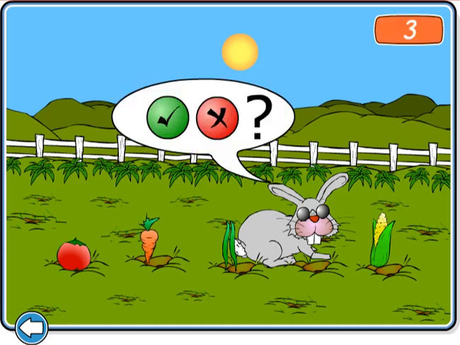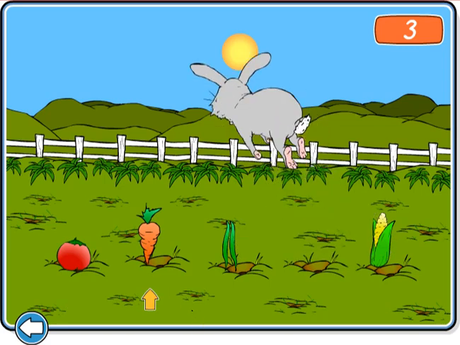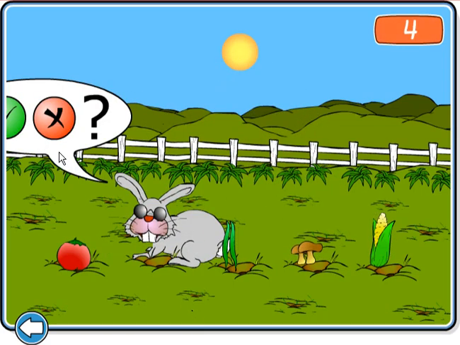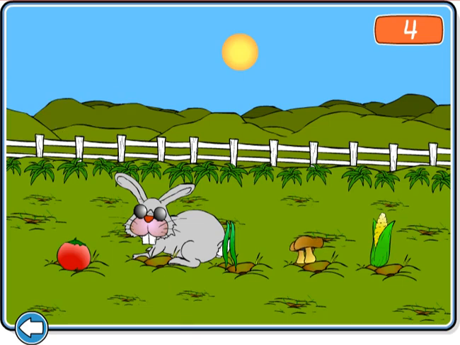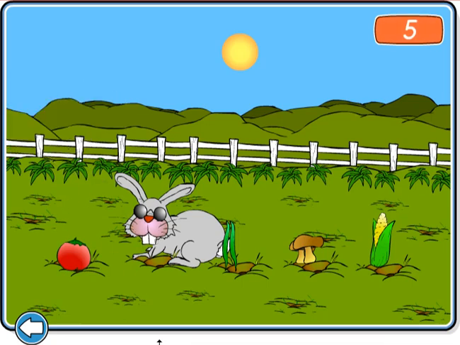Are there any carrots? Yes, there is. There is one carrot. Are there any eggplants? No, there are not. There aren't any eggplants. Are there any potatoes? No, there are not. There aren't any potatoes.